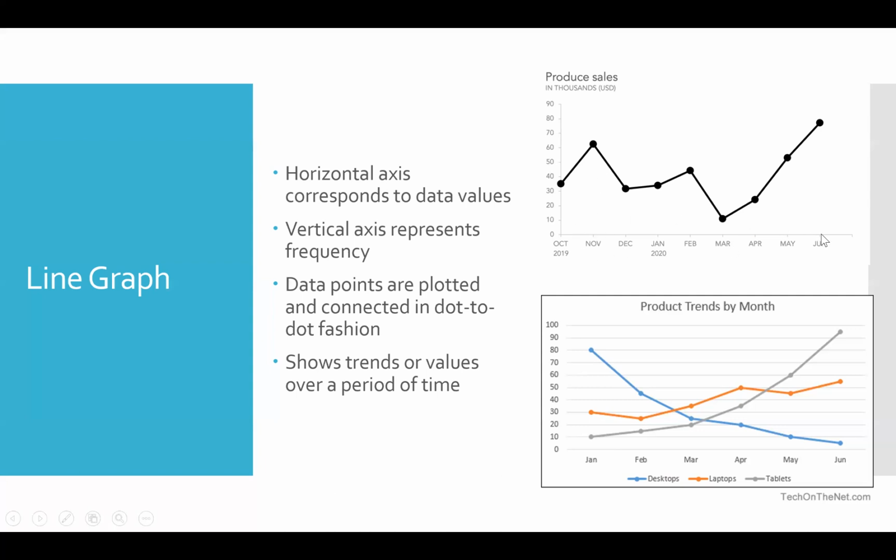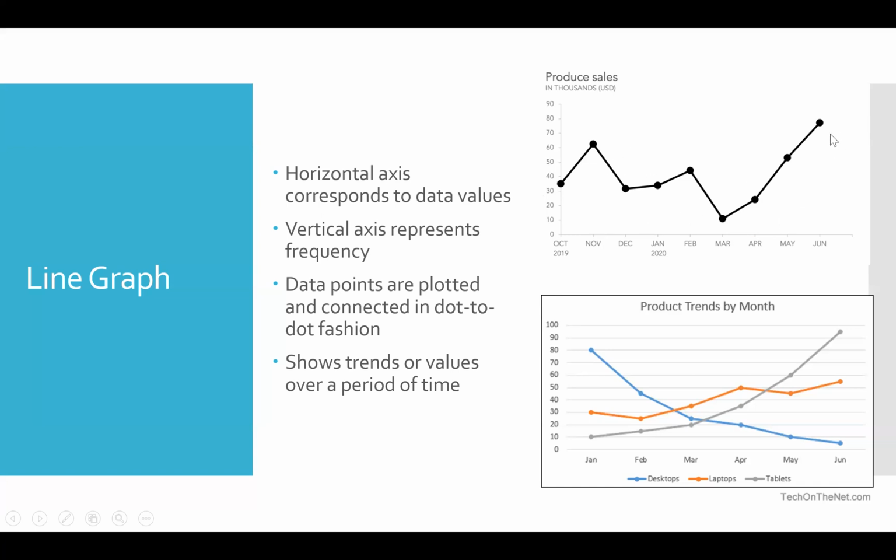But your horizontal axis is usually, in this case, actually dates or months. We could be looking at years, but it's your labels, your categories, your groups. And then the vertical axis again is the frequency. We basically play dot to dot. Instead of drawing vertical bars, we draw dots.